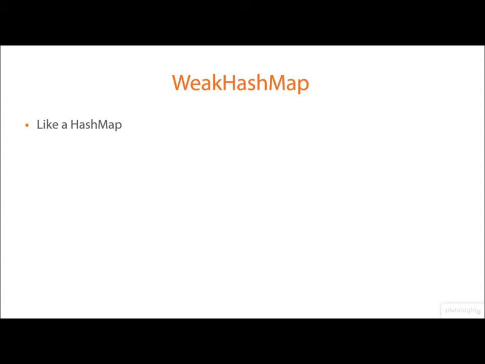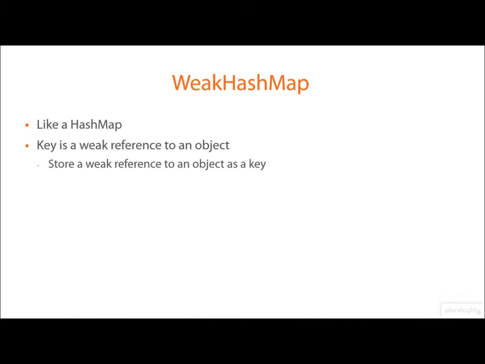A weak hash map is like a hash map, except that the key is actually a weak reference to an object and not a strong reference. So the idea now is that the key is an object. Once all strong references to that key are cleared, then the key itself is removed from the hash map.